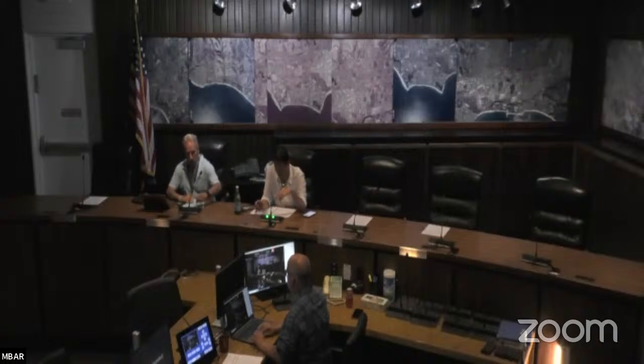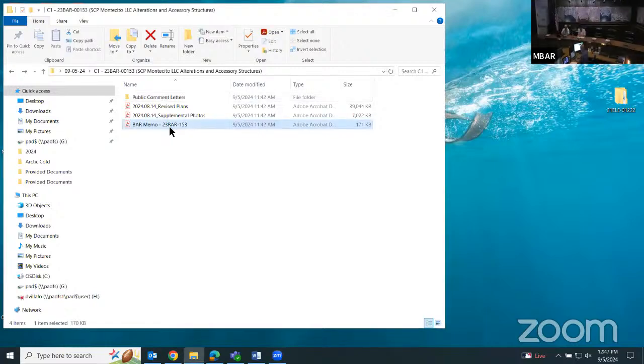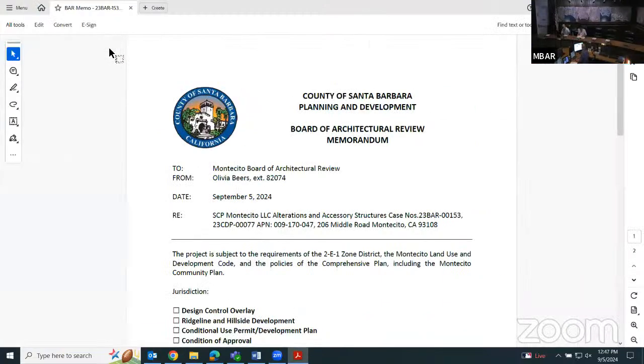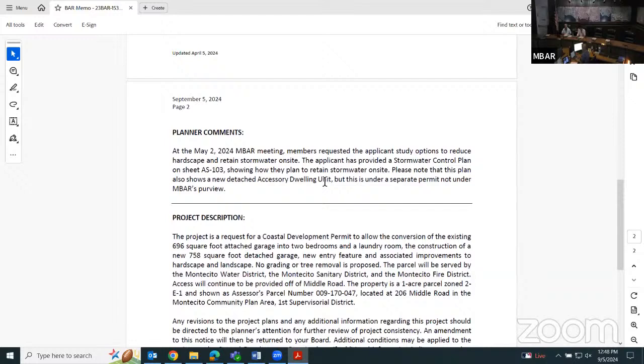I would like to open the consent agenda item for the Montecito Board of Architectural Review for September 5th, 2024. And I believe we have one item. Yes, Mr. Chair, and we do have a planner memo for this item. And that's SCP Montecito LLC, alteration and accessory structures for 206 Middle Road.